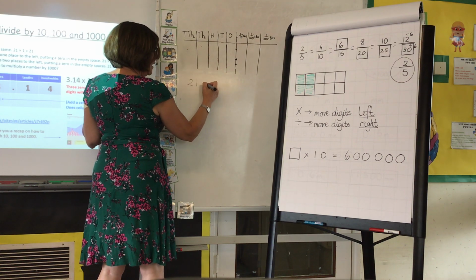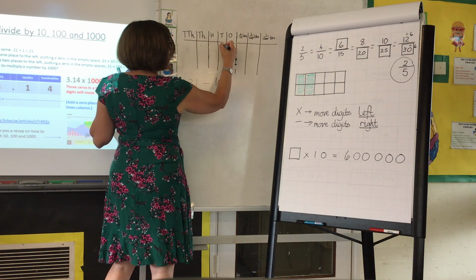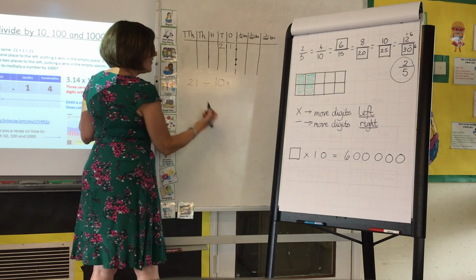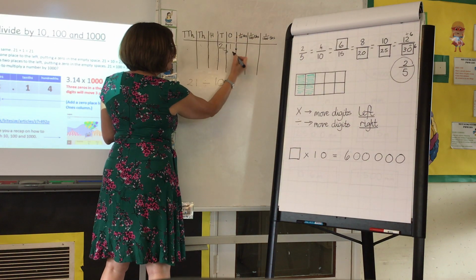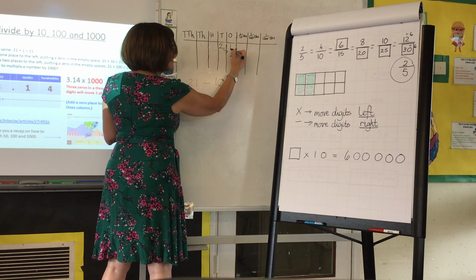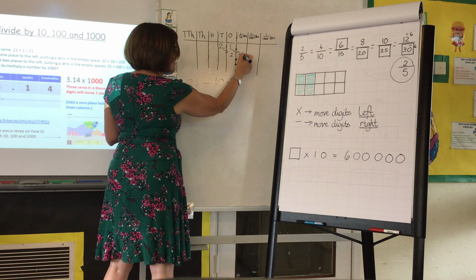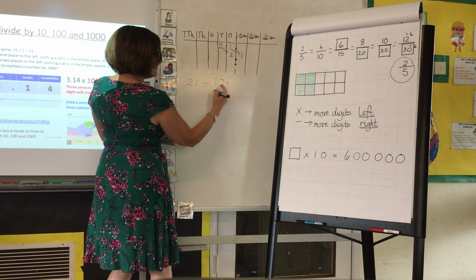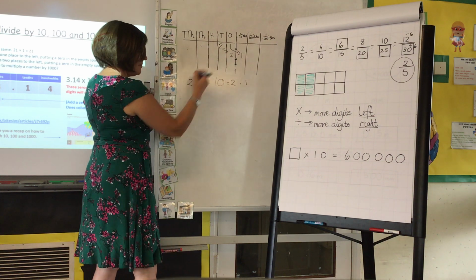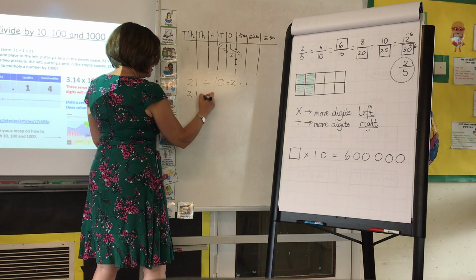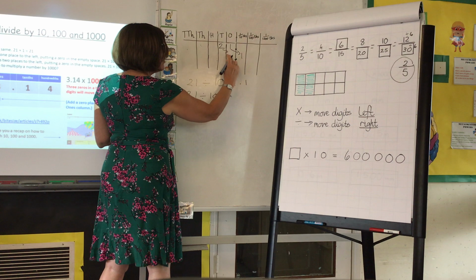Let's do 21 again, and this time we are dividing by 10. So we start off with 21. Because we are dividing by 10, we always move to the right. So this time, the 2 moves into the ones column. This 1 moves into the tenths column after the decimal point. So 21 divided by 10 would give you the answer 2.1.